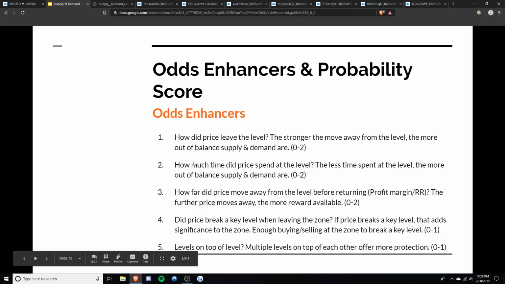And then number 5 on the odds enhancers list is levels on top of levels. Multiple levels on top of each other offer you more protection. So that's pretty self-explanatory too.